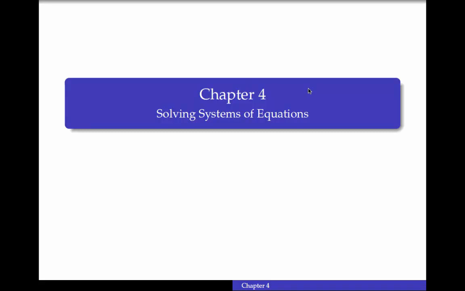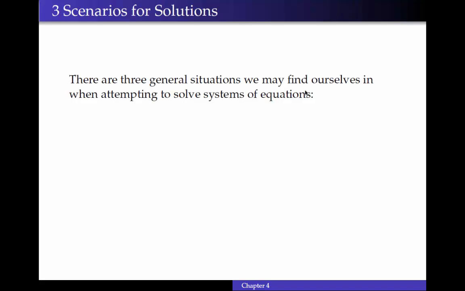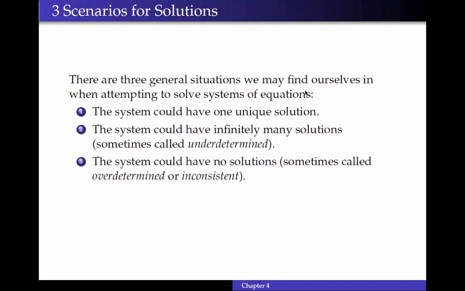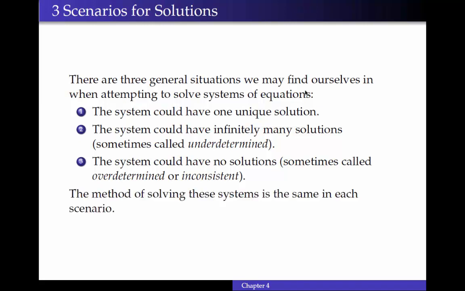Today we're going to talk about solving systems of equations. Now there's three scenarios for solutions to systems of equations. Either the system has one unique solution, the system has infinitely many solutions, this is sometimes called underdetermined, or the system could have no solutions. This is often called overdetermined or inconsistent. Now, regardless of which scenario you fall into, the method of solving these systems is the same in each case.